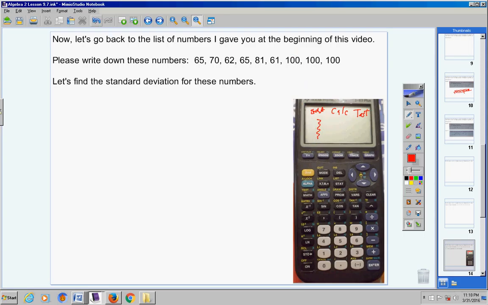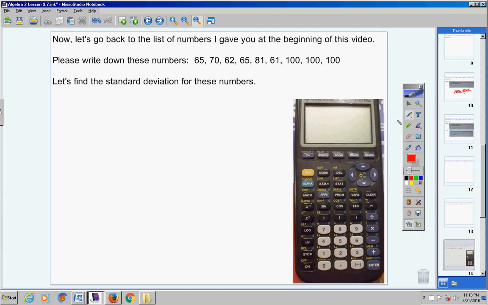Now take really good notes on this, guys, okay? 'Cause you have to do it. You're going to have to do this on your own, on tests and quizzes. It's easy to do, but you have to know what buttons to push. So you push stat, and all of this stuff pops up. Now, you want option 1, which is edit. So option 1 is edit. So hit enter on edit, and when you do, you should see something like this pop up on your screen.